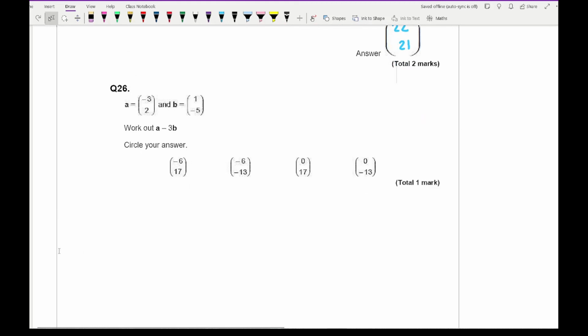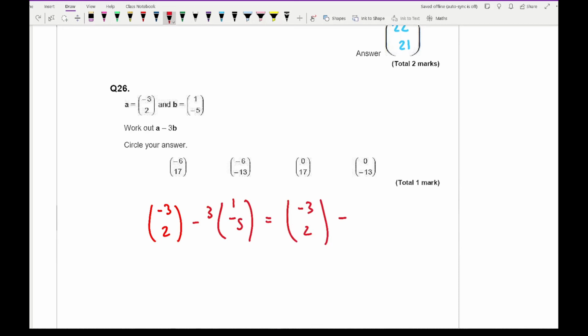Moving on to question 26, again we're working out A minus 3B. So we've got A, which is minus 3, 2, minus 3 lots of 1, minus 5. So that then becomes minus 3, 2, that stays the same. Minus 3 times 1, which is minus 3, and minus 3 times minus 5, which is 15. So minus 3 minus 3 is minus 6, and 2 plus 15 is 17. So I'm looking for minus 6, 17, so it's our first option.